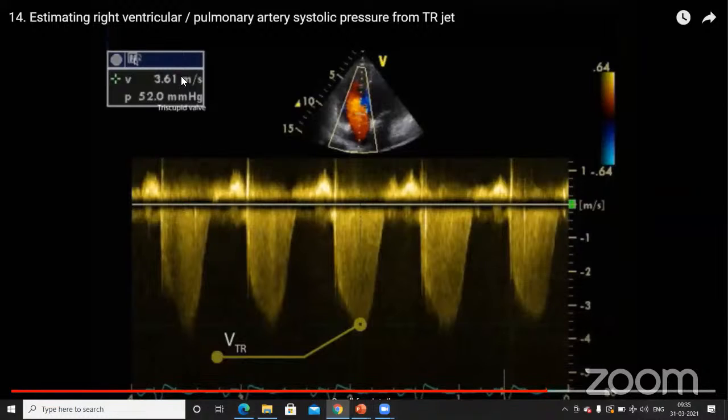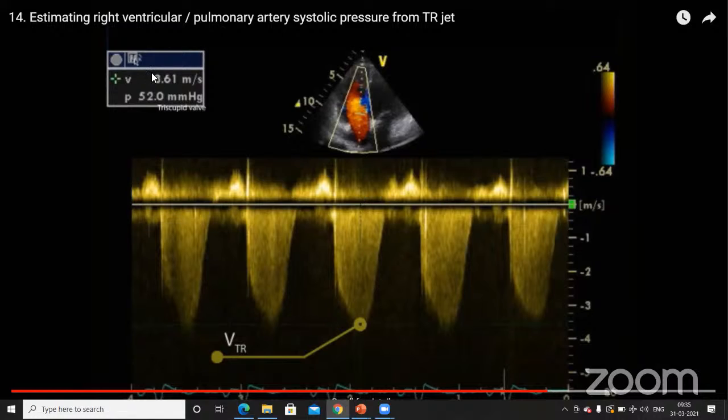What is the velocity? If it is around 2.8 and less, that means you have a lower pulmonary artery systolic pressure. If it is around 3.4 and more, that means you've got a raised pulmonary artery systolic pressure. So just remember the value 2.8 to 3.4.